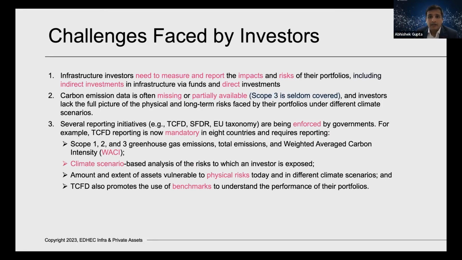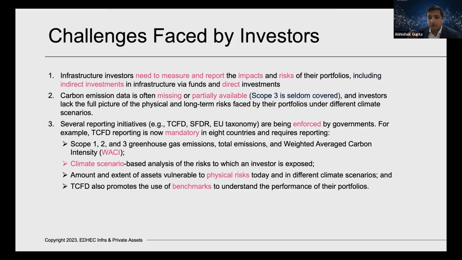And the third reason is that there are different reporting initiatives now. There are so many being enforced by governments. For example, TCFD reporting is now mandatory in 8 countries. And it requires reporting scope 1, 2, and 3 gas emissions, weighted average carbon intensity, total emissions, climate scenario-based analysis, physical risk in different climate scenarios, and it promotes the use of benchmarks to understand the performance. So all these things have to be reported in the countries where TCFD reporting is now mandatory.